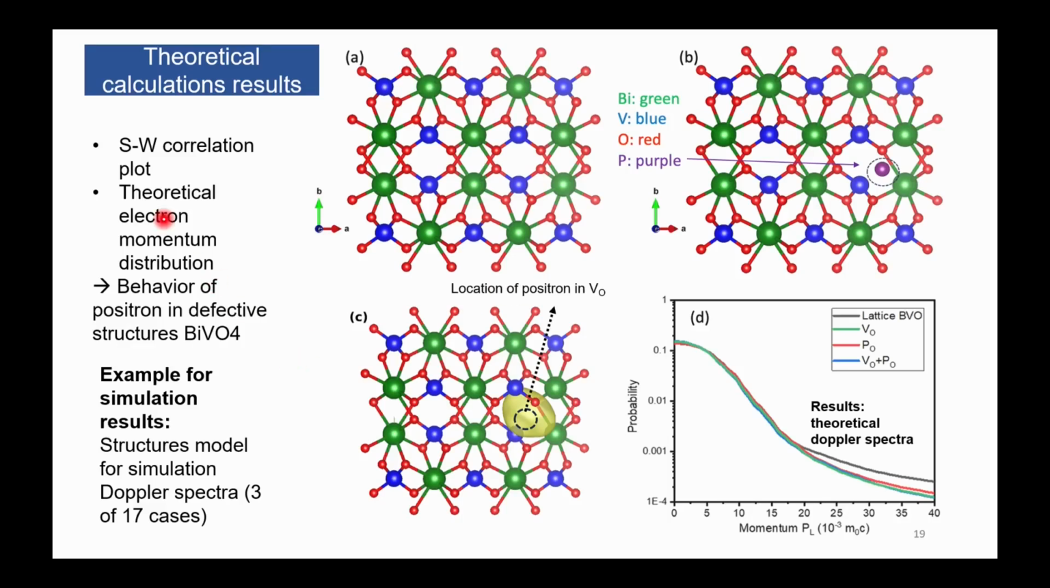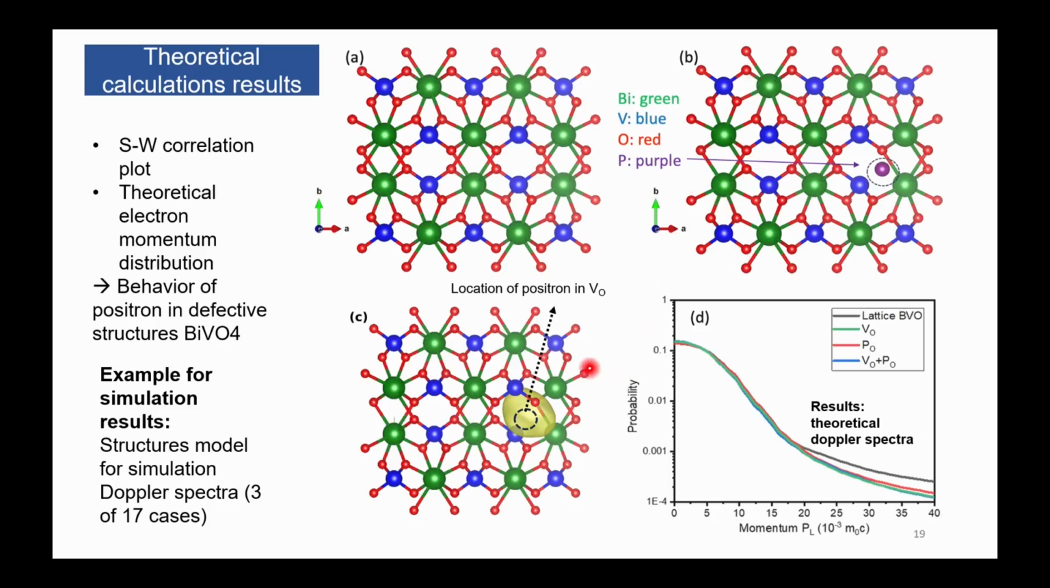And for theoretical results, in this study, we need to simulate 17 cage defects that we think exist in reality. So from theoretical, we can see the SVK parameter also, and we can have theoretical electron momentum distribution. That means we can see the behavior of positron in the defect structure. And this is one of our works. That means we will simulate this kind of lattice.